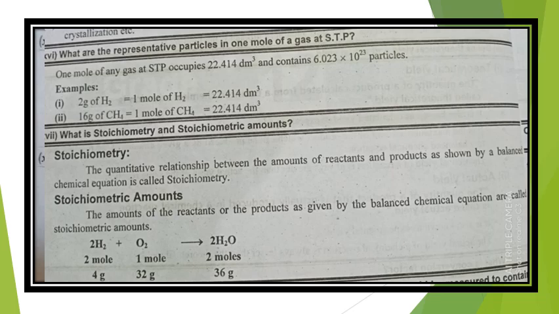And the last one is how to define stoichiometry and stoichiometric amounts. The quantitative relation between the amount of reactant and product, given by a balanced chemical equation, is termed stoichiometry. And the amounts you get when you correlate from the balanced chemical equation, how many moles are present on the reactant side and how many on the product side, when you correlate these two parameters, you say these are the stoichiometric amounts.